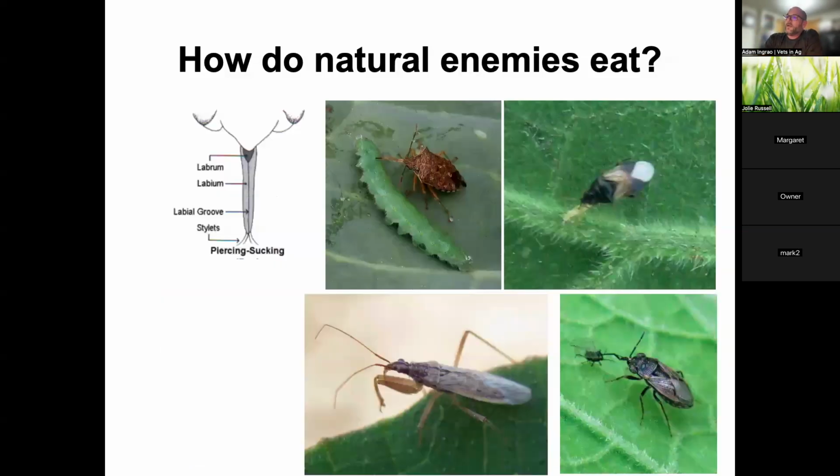Now, the piercing sucking strategy is one in which they use digestive fluids to liquefy things and then suck things out.